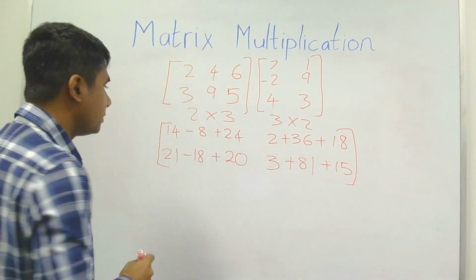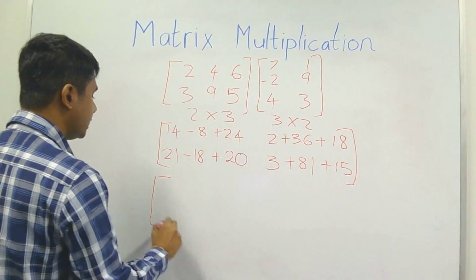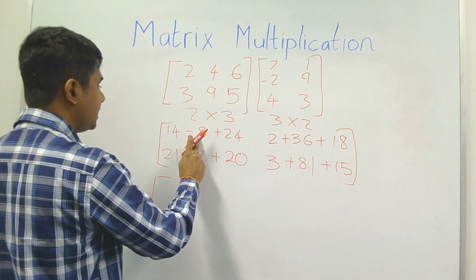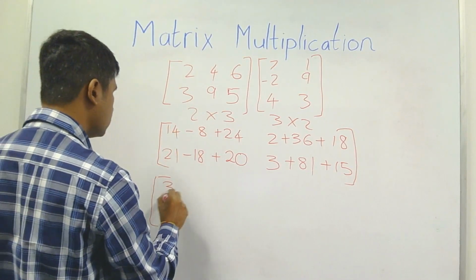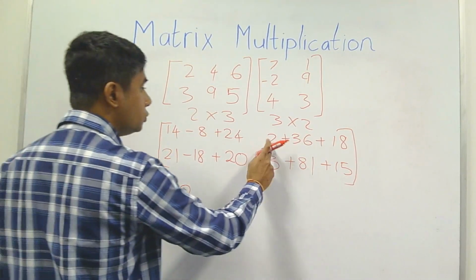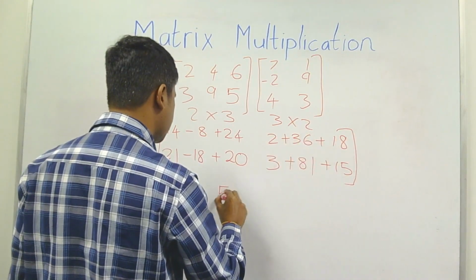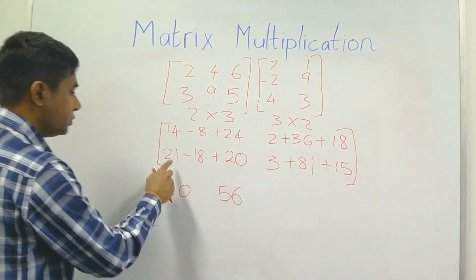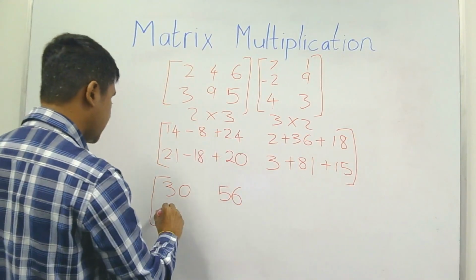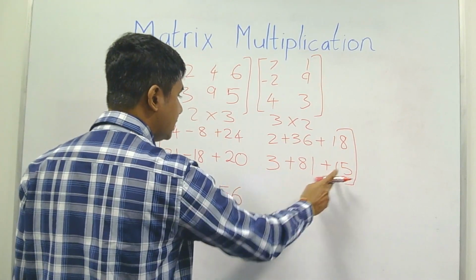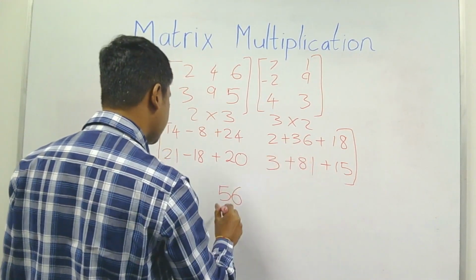So just doing this arithmetic, all we're going to get is 14 plus 24 minus 8, which is 30. Then 2 plus 36 is 38, and 38 plus 18 is 56. Then 21 minus 18 is 3, plus 20 is 23. And then 3 and 15 is 18, and 18 and 81 is 99.